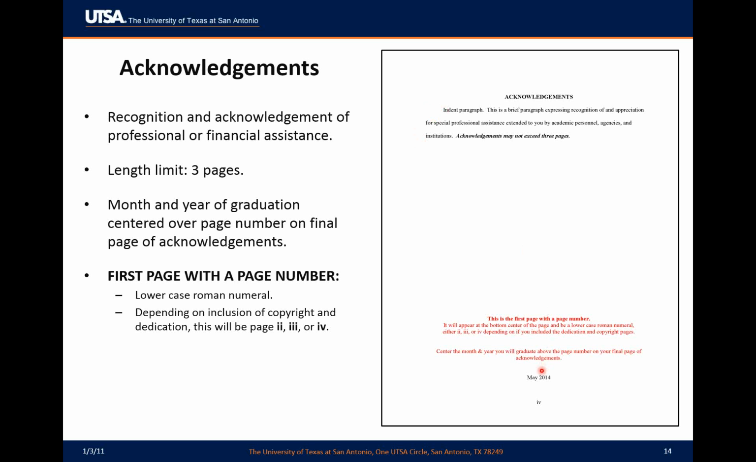So down here at the bottom, once you have completed your acknowledgments, the month and year of your graduation will be centered over the page number. So if you have more than 1 page of acknowledgments, let's say you have 3 pages of acknowledgments, the date will appear over the page number on your last page of your acknowledgments.